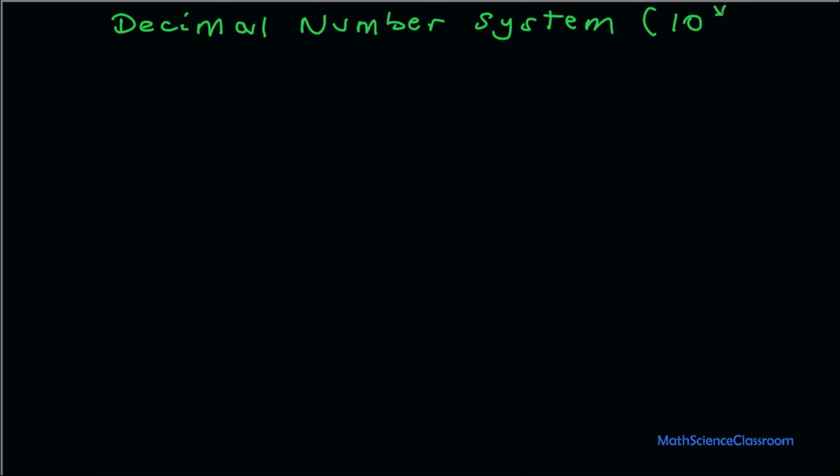This lesson is about how computers store and display data. We're going to start off with talking about number systems, specifically the base 10 or the decimal system. So, decimal number system. The decimal number system is 10 to the x power.